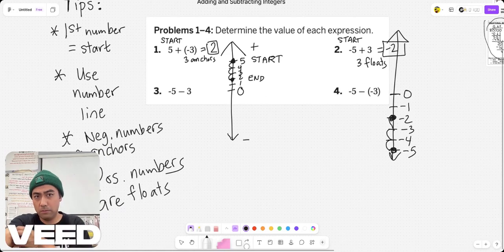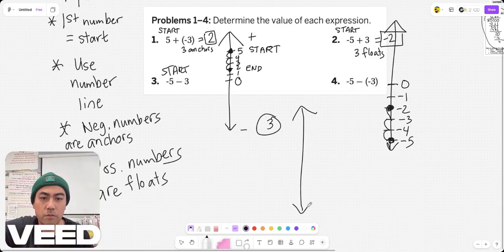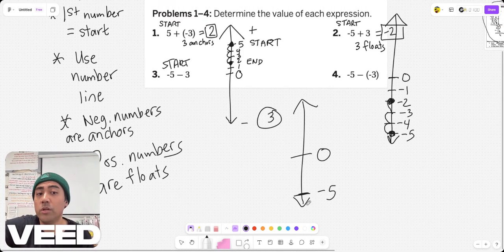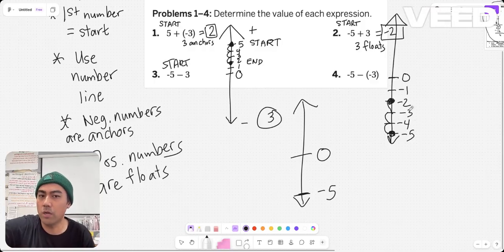Now, let's take a look at this problem right here. Again, this is our starting number. We're gonna start at -5. This is number 3. Start at -5. On purpose, I'm not gonna label these just because I know how to move around on the number line. If you don't know how to move around on the number line and locate numbers easily, you want to label it more. But if you can do it without labeling, that's okay too.